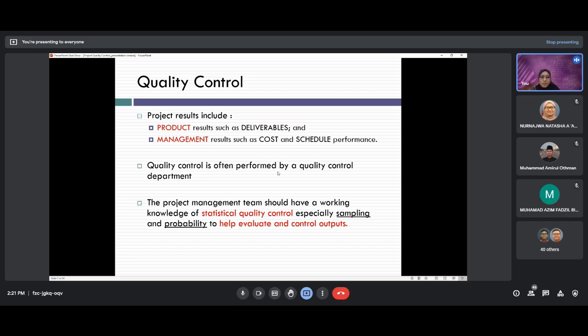And quality control is often performed by a quality control department. So usually in any development, there is one department called QAQC. So this is the department that looks into quality. Yeah. So these are the persons or the department that are responsible for the planning of the quality, the assurance of the quality, as well as control throughout the construction.